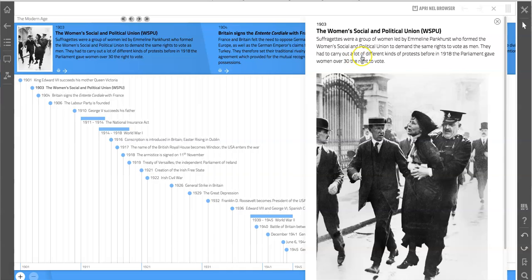They had to carry out a lot of different kinds of protests before finally in 1918 the parliament gave women the right to vote if they were over 30 years of age.